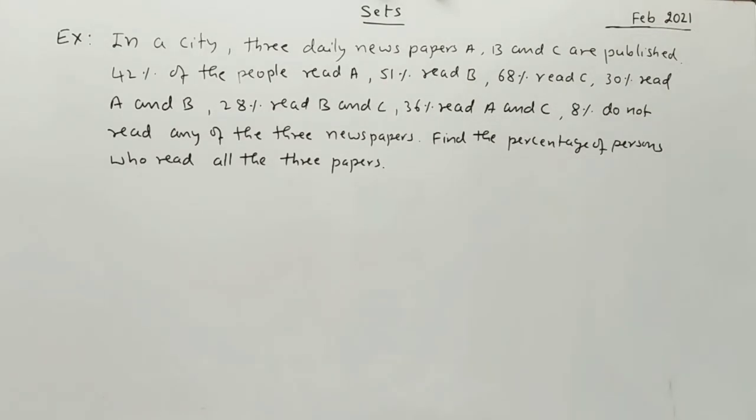Next example. In a city, 3 daily newspapers A, B, and C are published. 42% of the people read A, 51% read B, 68% read C, 30% read A and B, 28% read B and C, 36% read A and C, 8% do not read any of the three newspapers. Find the percentage of persons who read all the three newspapers.